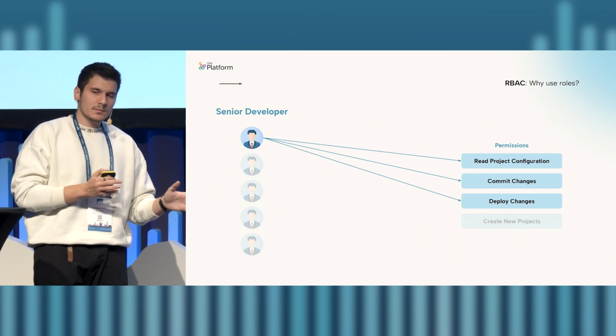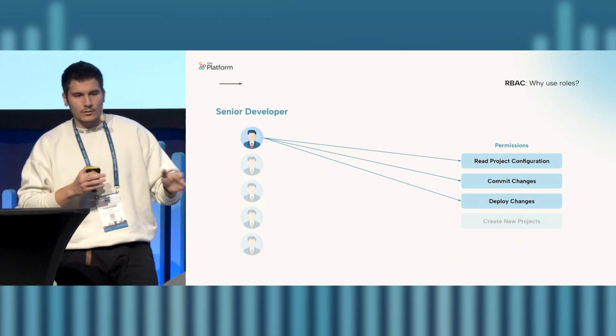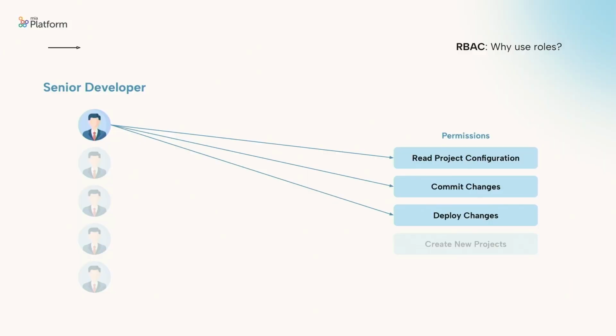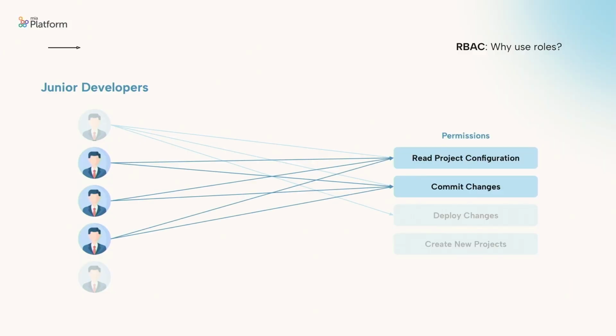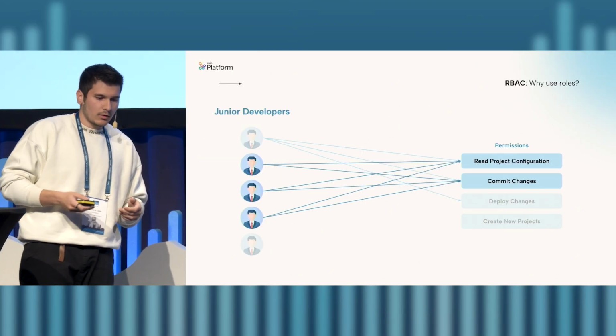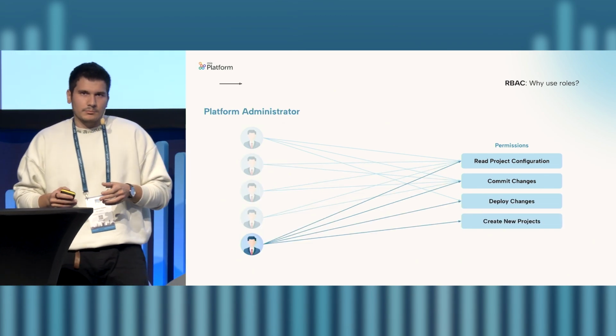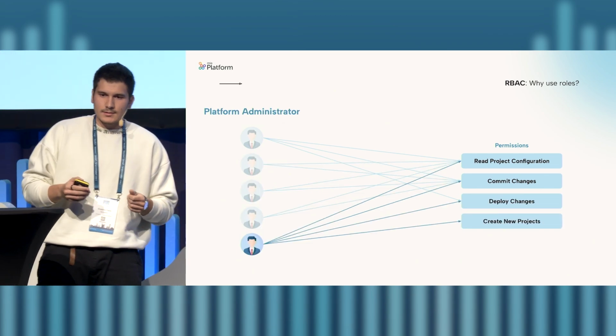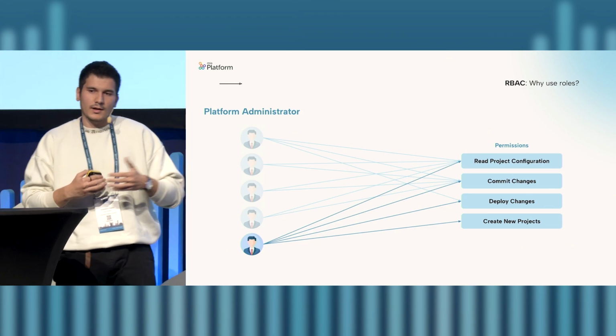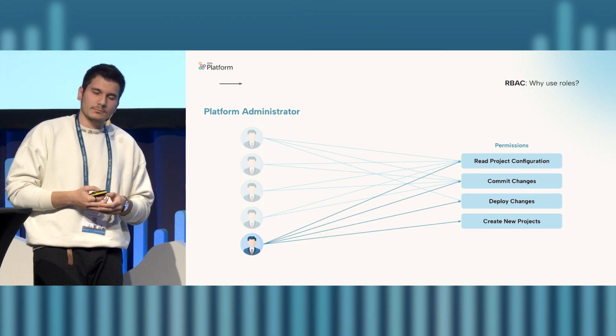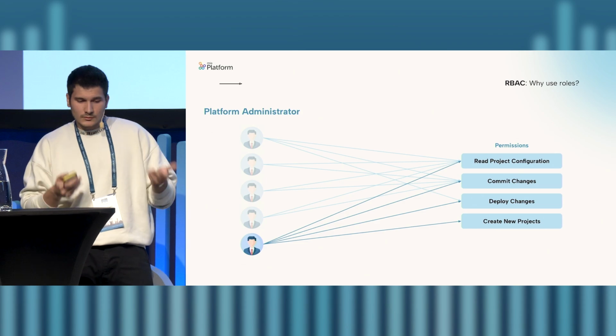In terms of personas or users, you have senior developers, who are allowed to access the project configs and commit and deploy changes. Then you have many junior developers, who can read the project configuration and commit changes, but they can't deploy. And of course, you have the platform administrator, who is able to perform all kinds of actions, including the creation of new projects.